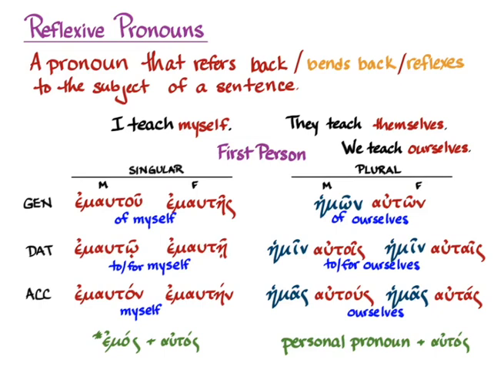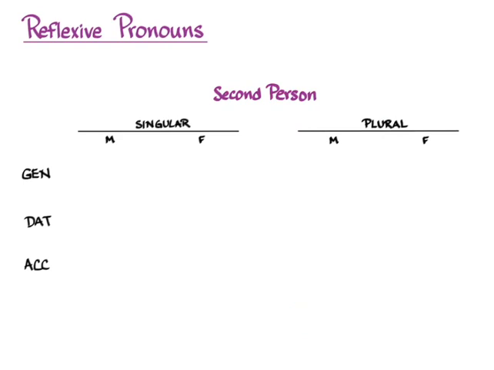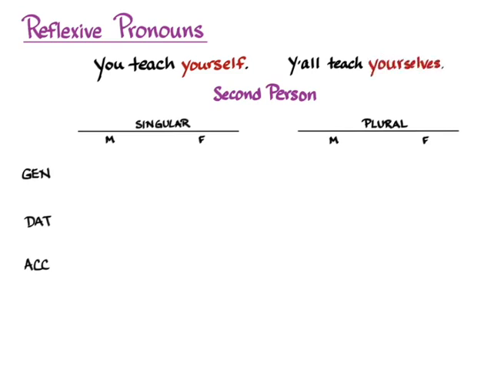Let's move on to the second person. So first, a couple of examples. You're not going to say you teach you unless the two different yous are different people. But if you are talking about teaching the same person that's doing the teaching, you have to say you teach yourself. And the same in the plural. Y'all teach y'all. Unless you're really talking about two different groups of people, you want to say y'all teach yourselves.